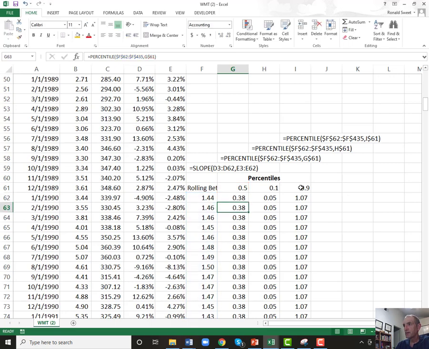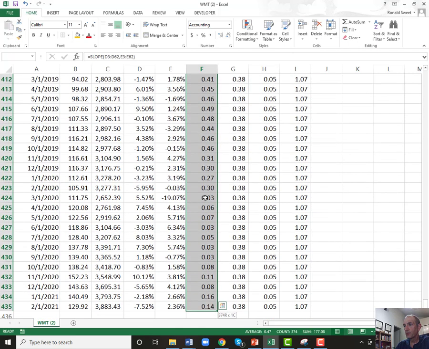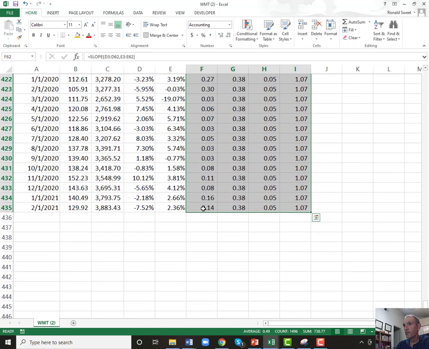So what that means is 50% of the time Wal-Mart's beta has been above 0.38, and 50% of the time it's been below 0.38. 10% of the time their beta has actually been below 0.05, and 90% of the time their beta has been below 1.07. And now we're just going to graph this whole thing. Now look at the very last one, 0.14.